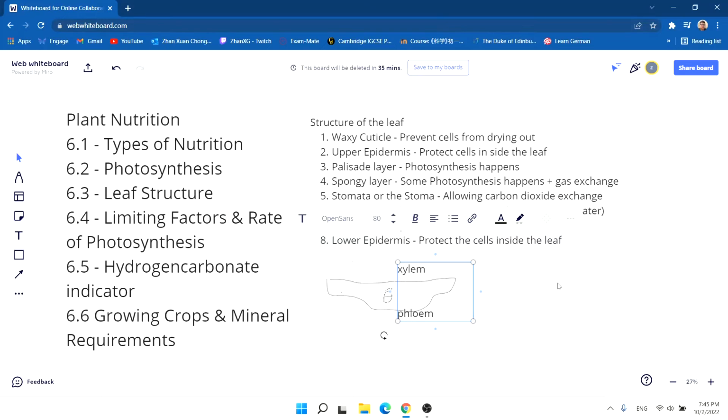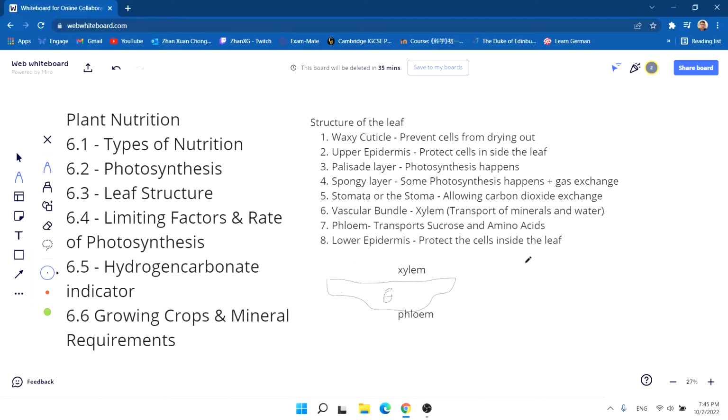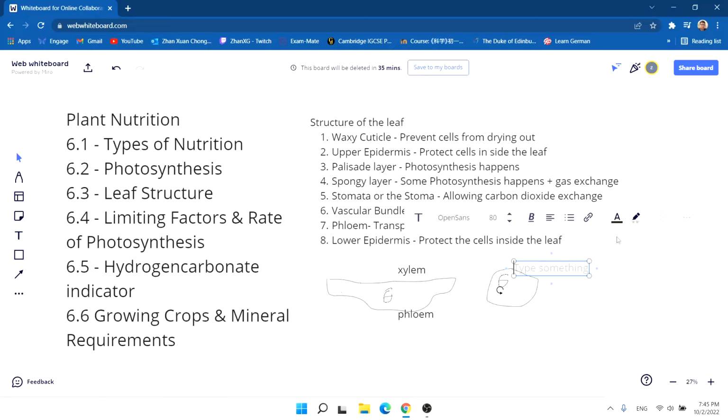Okay, and then we have the stem. The stem will be in circular form, and inside we have something that looks like, again, an egg, but more like an upside down egg. So it will usually look like this. The phloem will be at the top, the xylem will be at the bottom.